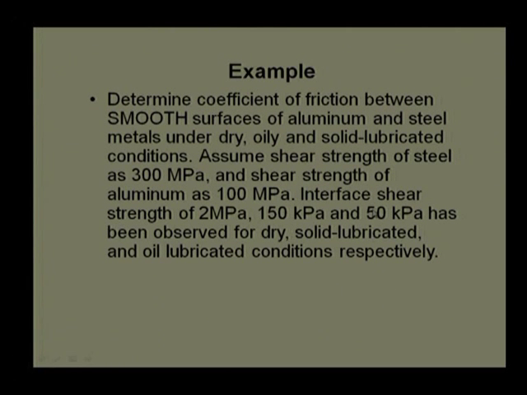Here we have defined two surfaces, one made of aluminum and another made of steel. Three conditions have been defined: dry, oily and solid lubricated. Solid lubricated, in this case, we can say there is a powder lubrication, molybdenum disulfide, or some Teflon related coating on that. In addition, the shear strength of steel is given as 300 megapascal, and the shear strength of aluminum is 100 megapascal. So, aluminum will govern the behavior of this type of pair. As we have learned, the shear strength of the weaker material needs to be accounted for. So the shear strength of aluminum, 100 megapascal, will be considered, and the shear strength of steel, 300 megapascal, will not be utilized in our expressions.